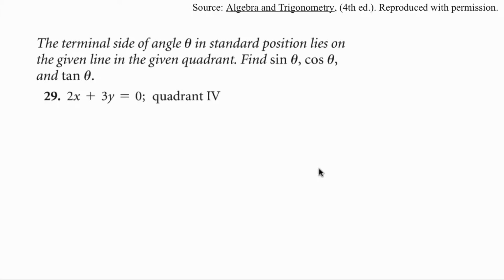All right, here's a good question in trigonometry where it's, I guess, pushing the point that it doesn't matter what the lengths of the sides of a triangle are. It's just all about the angle. So here they give you a question, and they want you to find sine, cosine, tan, but they don't give you any points. All they give you is an equation of a line that this angle theta is in, and they give you what quadrant it's in.